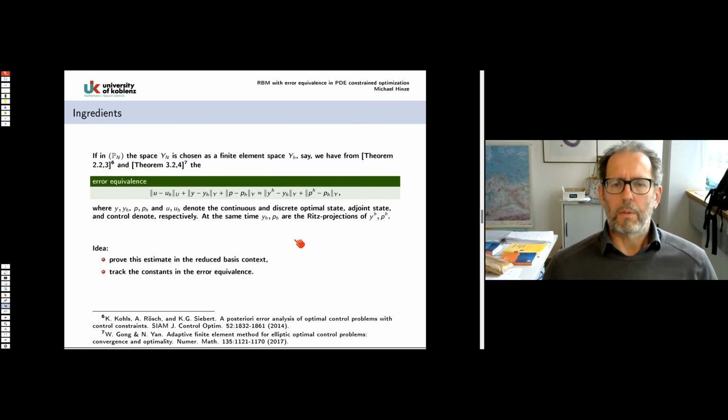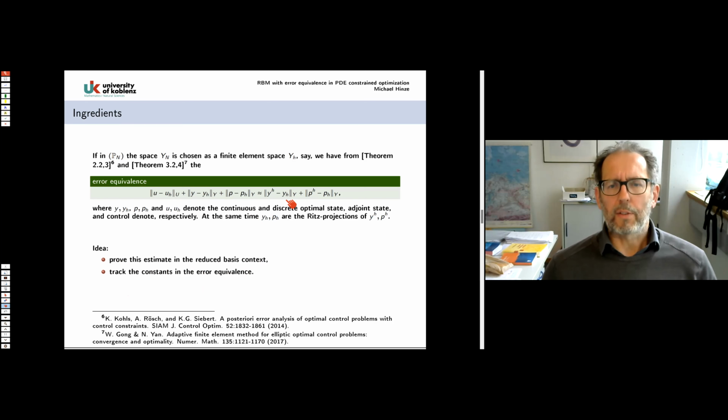Yeah? So, which means that y_h is a Ritz projection of the discrete solution y_h, and p_h is a Ritz projection of this guy, in the sense of elliptic finite element dynamics. Okay, the idea now is to prove this estimate in the context of the reduced basis method, and to track the constants in the error equivalence. That's, of course, the technically demanding part here.